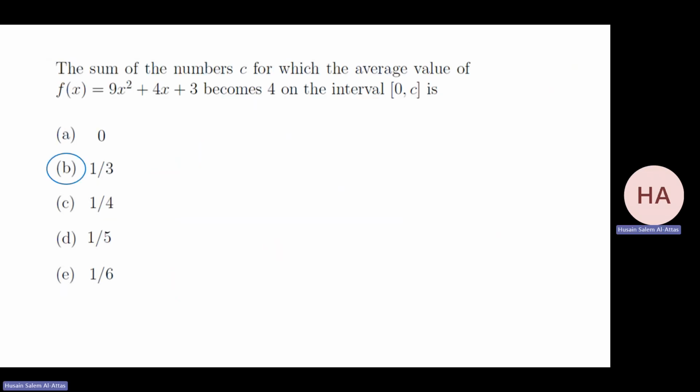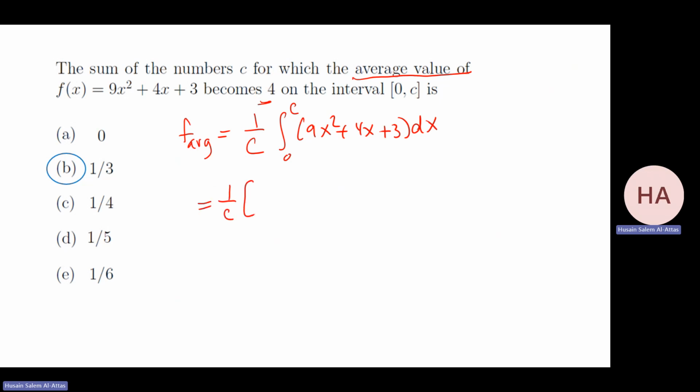The sum of all numbers c such that the average value is equal to 4. You want the sum of all numbers c. Okay, so we'll do the same thing. The average is 1 over c minus 0, so 1 over c, integral from 0 to c of 9x squared plus 4x plus 3 dx. This will be 1 over c of, what? This is 9x cubed over 3, which is 3x cubed, plus 2x squared, plus 3x, from 0 to c.